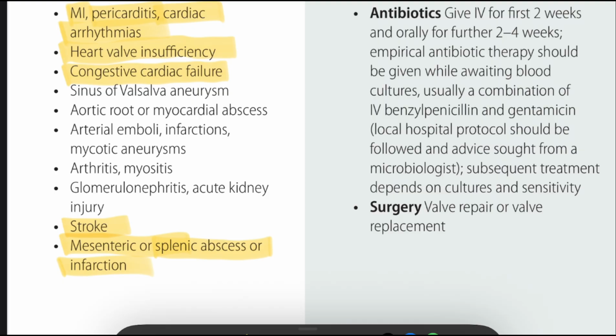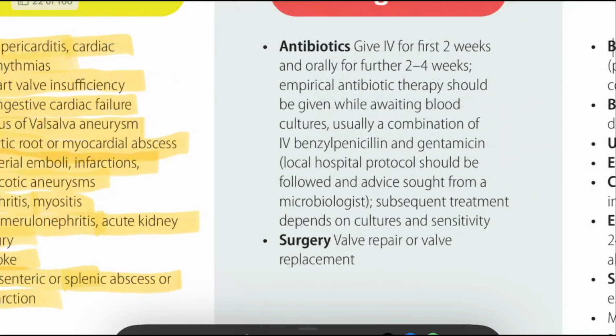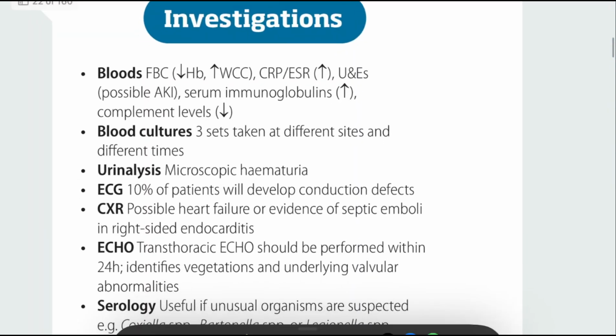You can see tricuspid valve involvement, emboli go to the lungs, and then septic pulmonary emboli. The main features of septic pulmonary emboli are cough, chest pain, and pulmonary infiltrates. Then after that, arthritis, myositis, glomerulonephritis, acute kidney injury, sinus of Valsalva aneurysm, and aortic root myocardial abscess. So these are the things you can see.